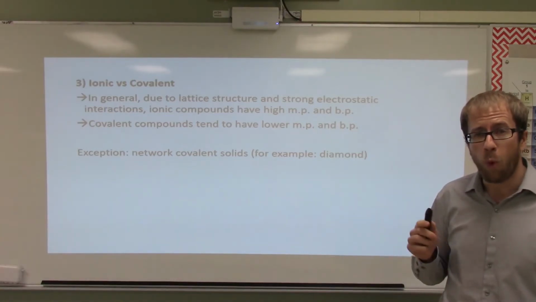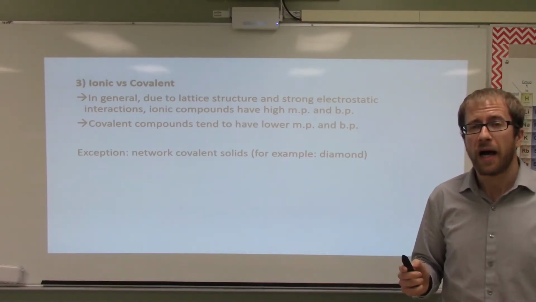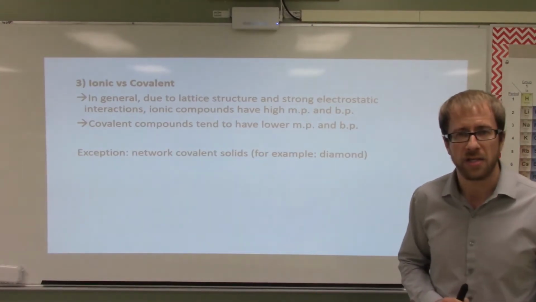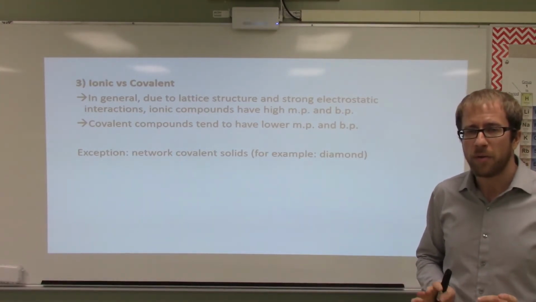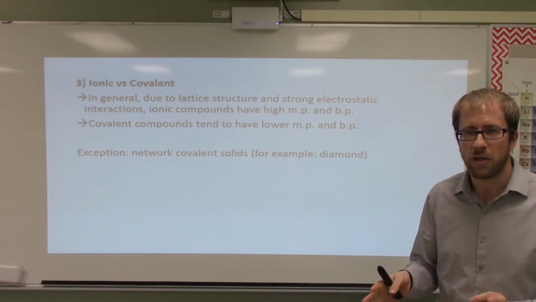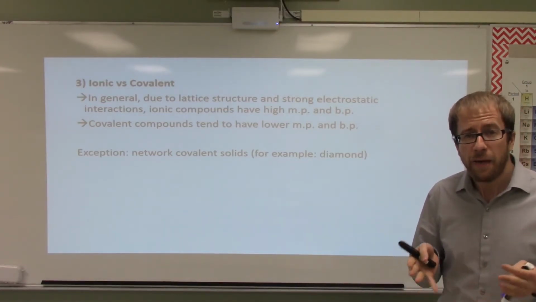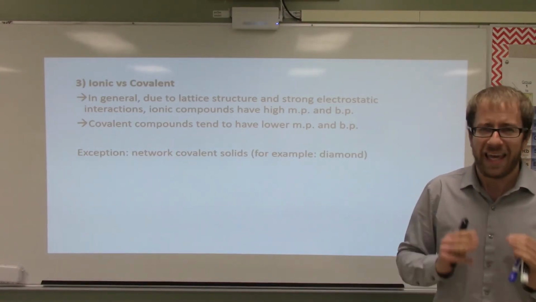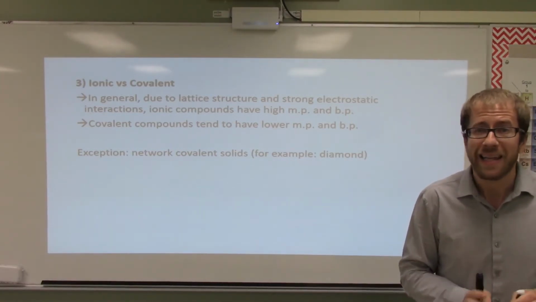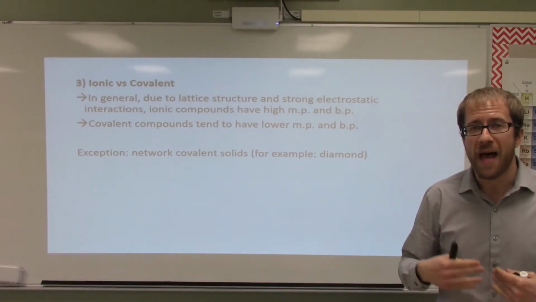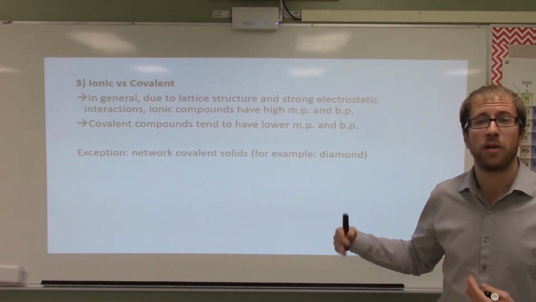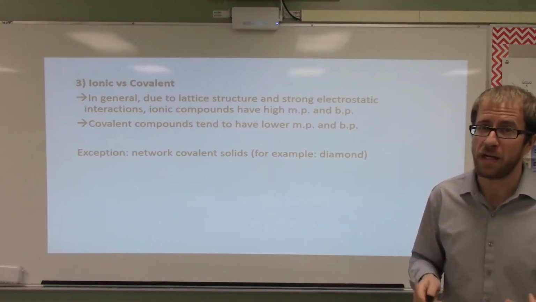Now, there is one exception to this, and that exception is network covalent solids. We talked a little about this when I talked about the properties of solids. Some solid covalent compounds can form crystalline lattice structures, and that gives them very high melting points and boiling points, right? Think of diamond, for example.